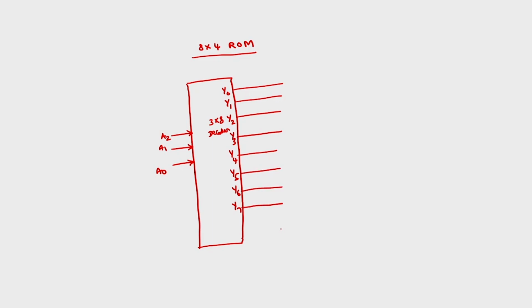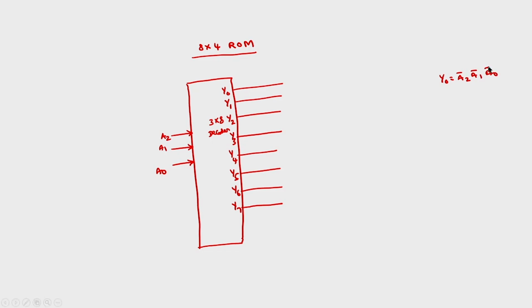Basically, if I use the positive logic, we are having Y0 bar, Y1 bar, because NAND gates are universal gates, normally we will use NAND gates. Otherwise, the expression for Y0 is the complement of all three: A2 bar, A1 bar, A0 bar.